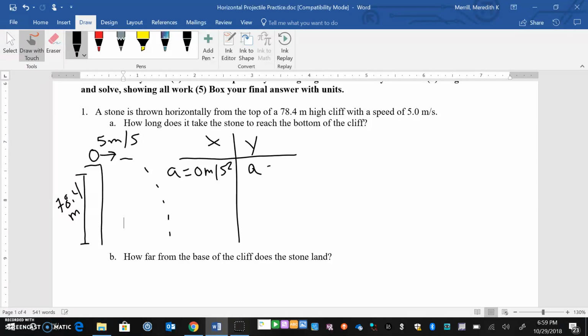In the y direction, gravity is acting on the object, so its acceleration is negative 9.8 meters per second squared. We know initially that this object has an initial velocity of 5 meters per second in the x direction. Initially in the y direction, it's not moving at all. It's not shot up in the air at all, so the initial velocity is 0.